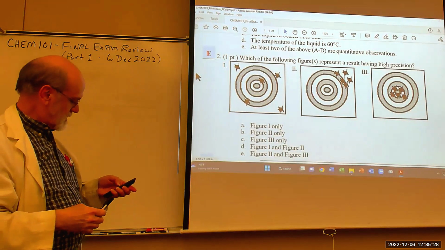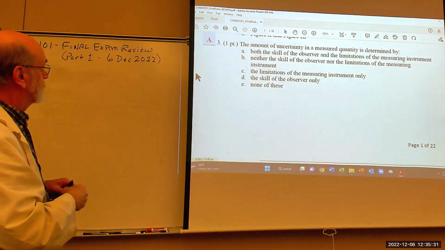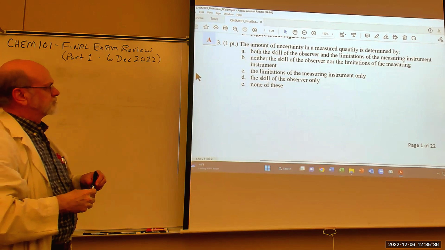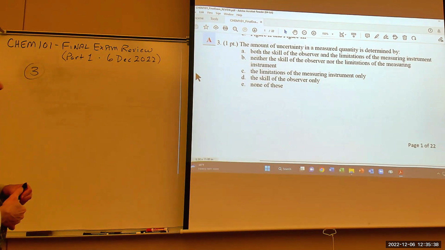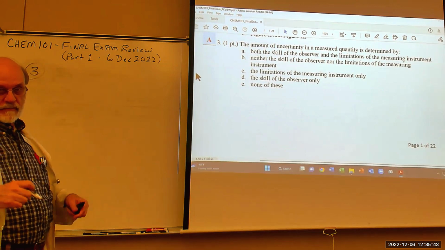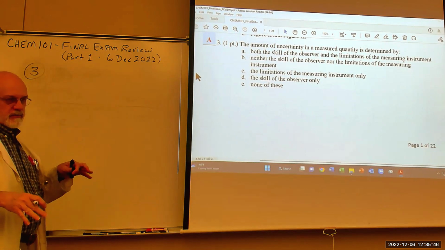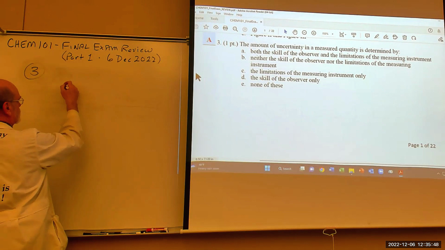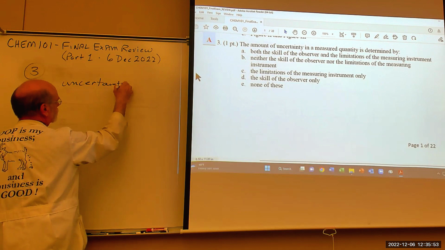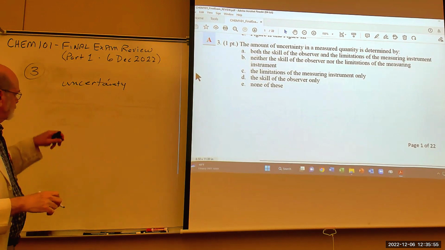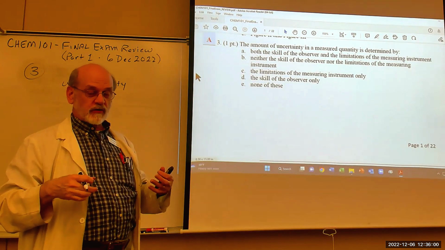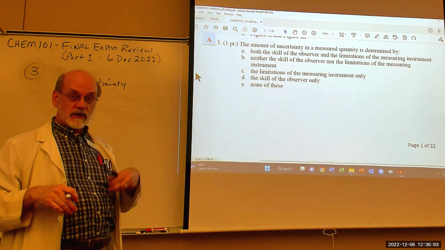All right, let's see. Page down. Yeah, 3. These first ones ought to go pretty quick. The amount of uncertainty in a measured quantity is determined by 2 factors. Every measurement has uncertainty. Every measurement. So, what we're talking about is what factors can we control? Or what factors do we have to account for?